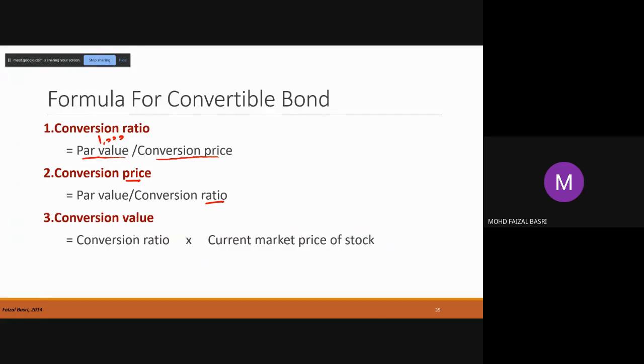Okay, so number 3, we have conversion value. So to find conversion value, we need the conversion ratio, right? And we multiply with the current price of the stock, not the bond, current price of the stocks. So this is the value of conversion from issuer's point of view. Okay, that's number 3, conversion value.